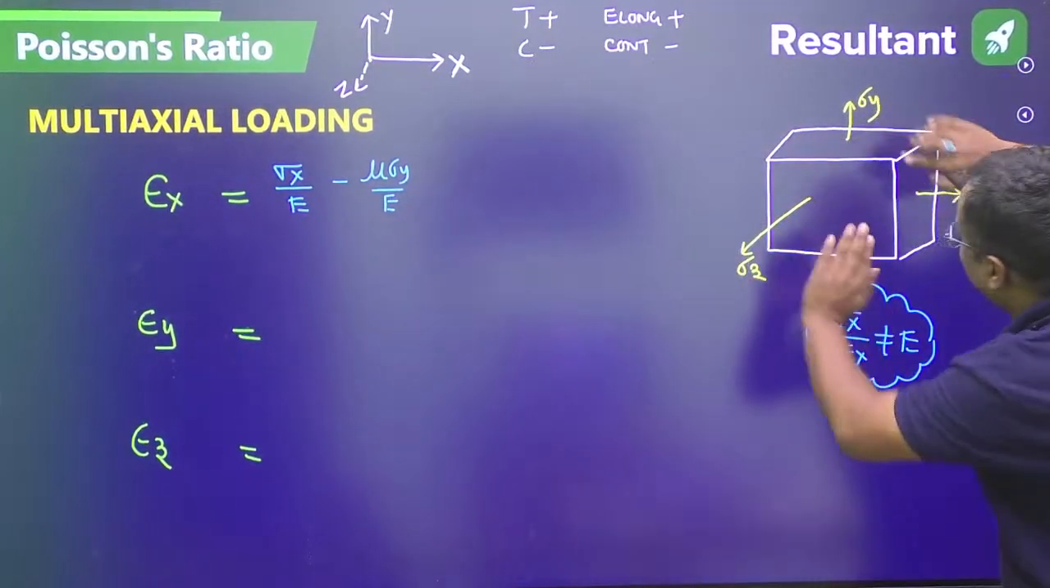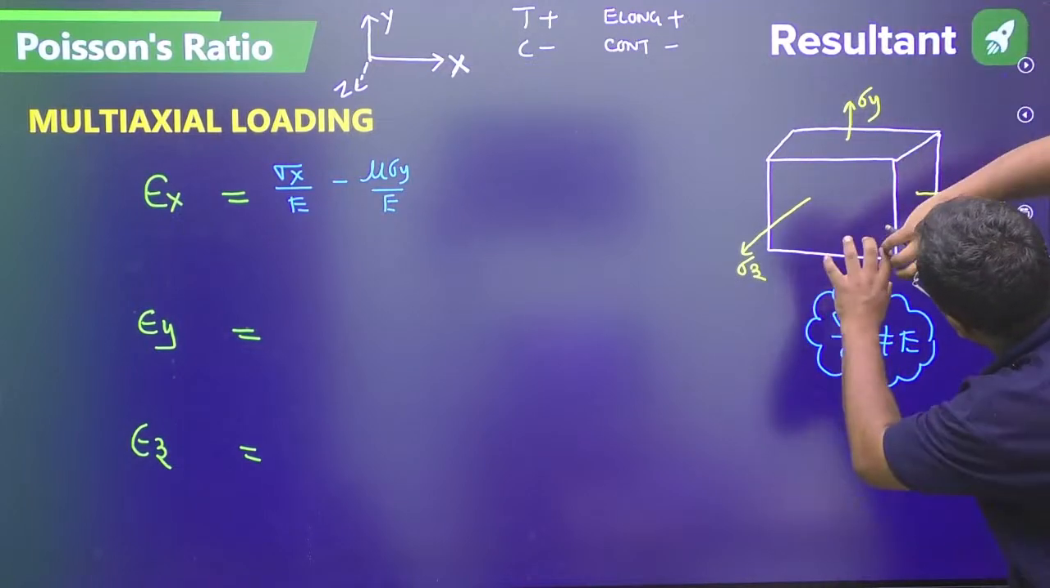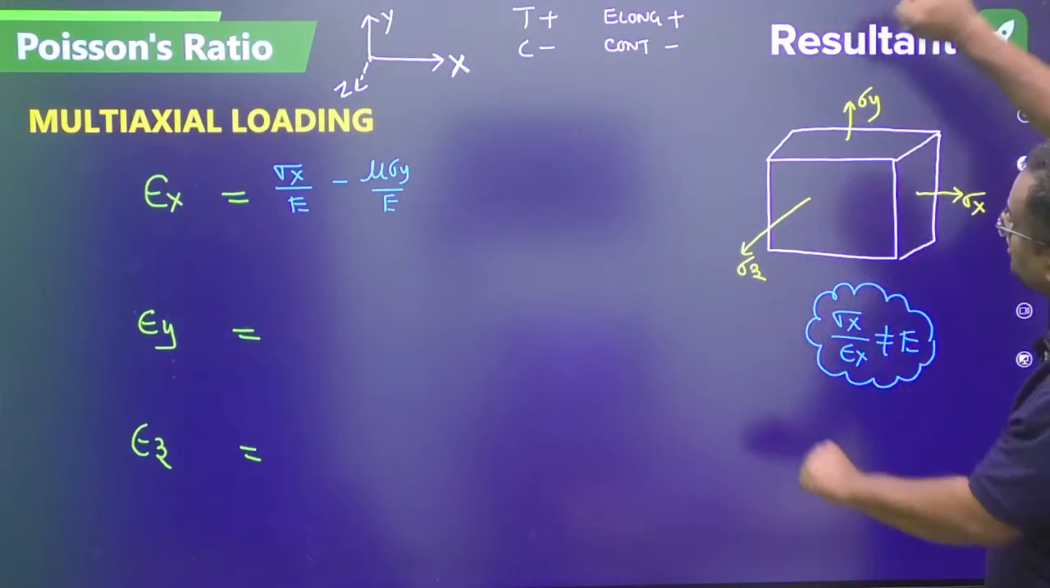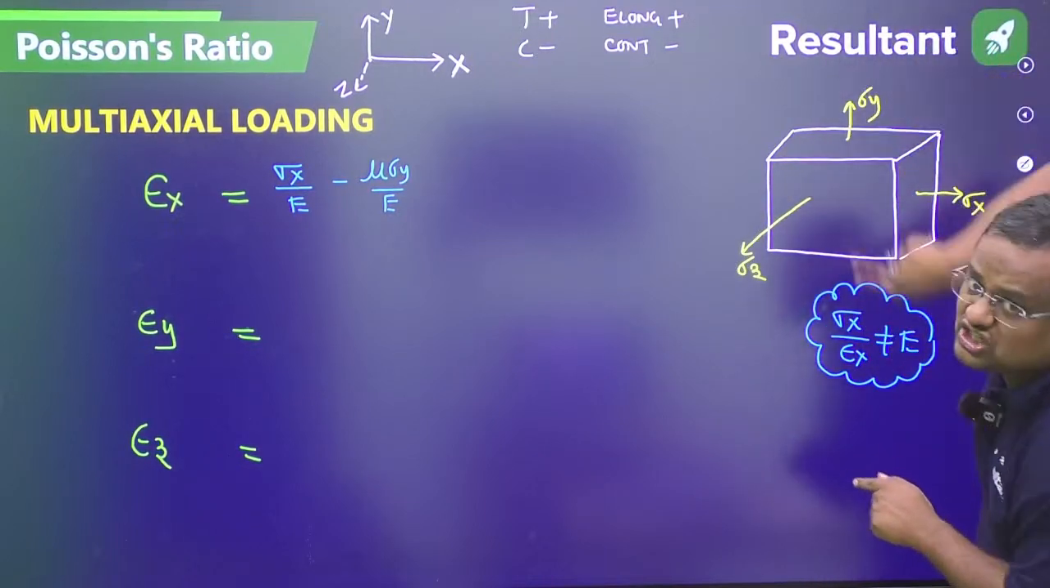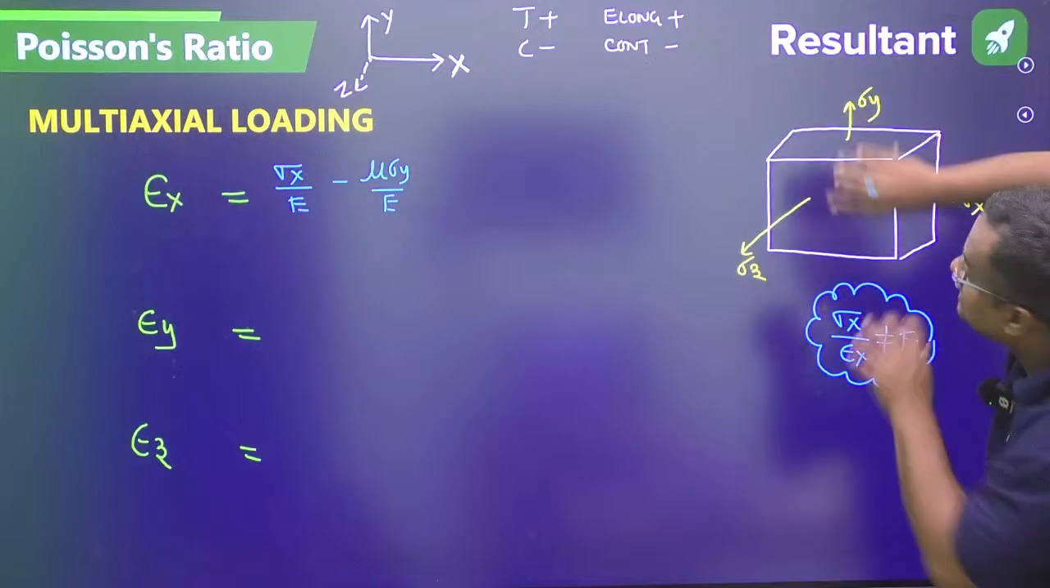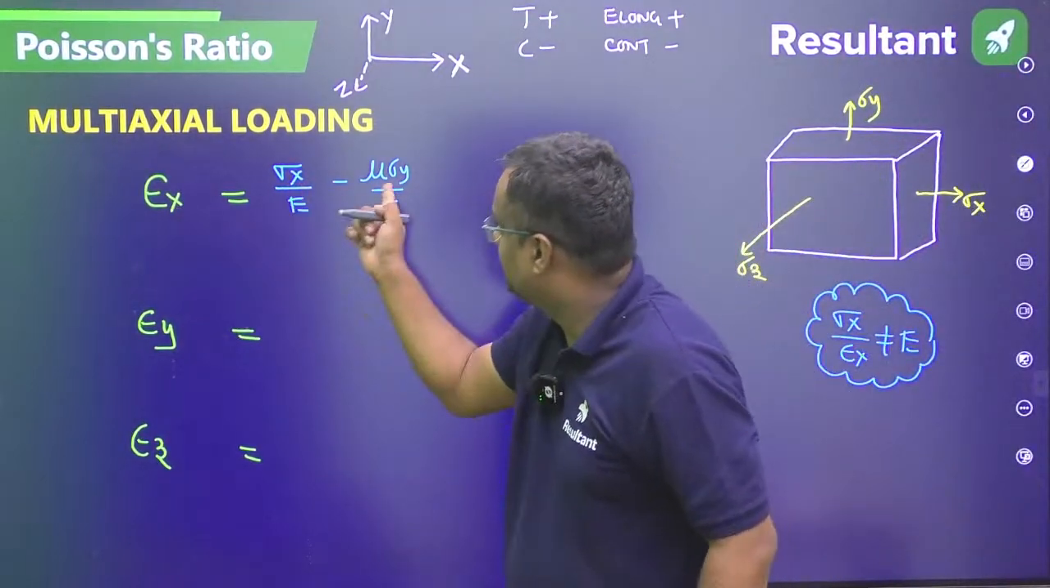In y, due to y, delete these two. Due to y, if I am elongating like this, x will be contracting. Due to this sigma y, in y direction it is elongating, but in x direction it will be compressing. So in x direction it will be like this.